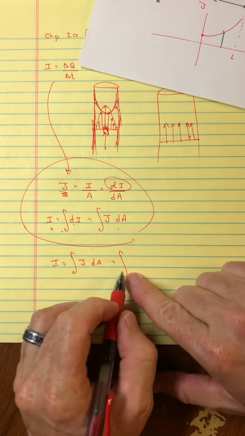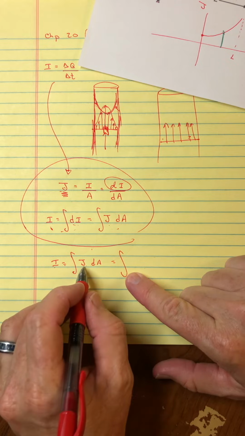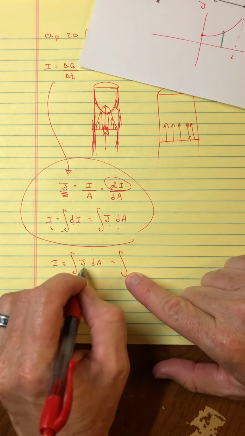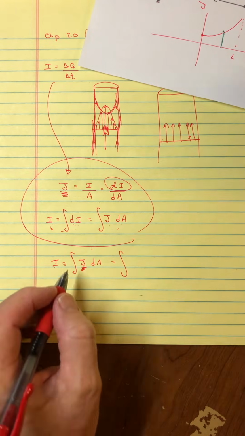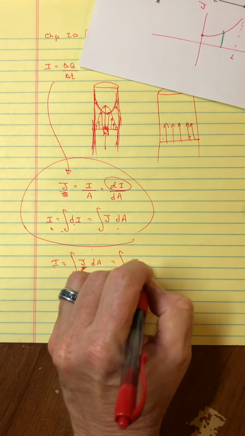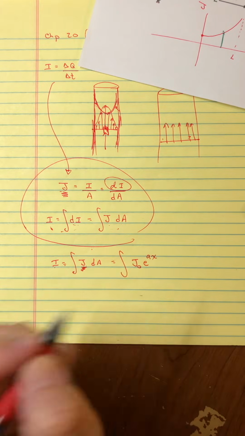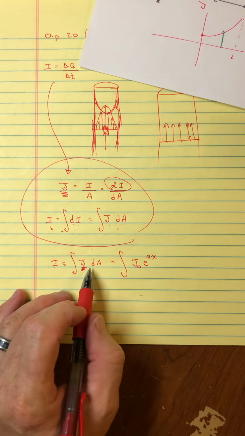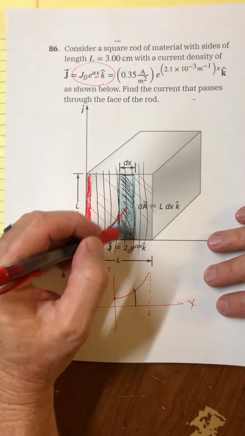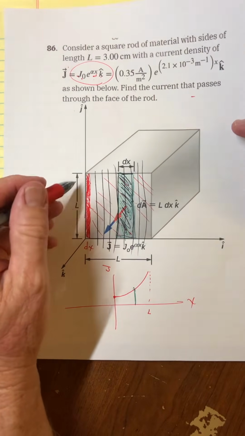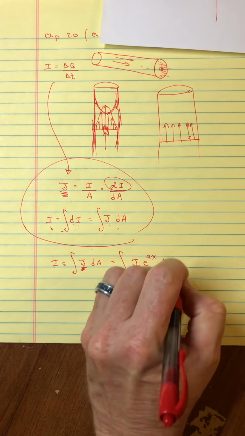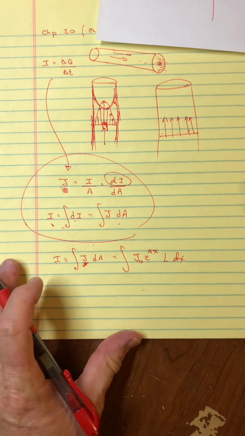So let me not do the integral yet. That's going to come, but let me just put in these two values. I know the equation for the current density: they say it was J naught e to the ax. And the little bit of area, they helped me out here with this green strip, and they told me the area would be L by dx. So this is L by dx. Nice.